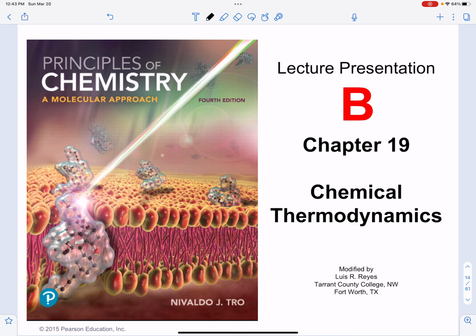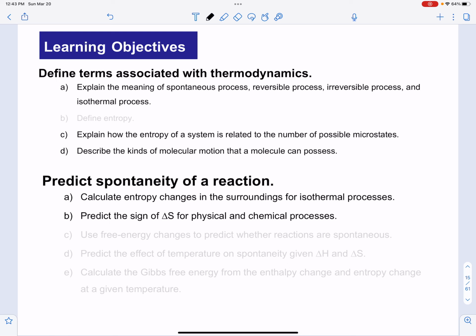Here we are in part B, where we will continue talking about entropy. In particular, we will go down into the microstates, so we can see how this can be measured at the molecular level. So what we're going to be talking about now is, you already know what spontaneous is. We're going to talk about reversible and irreversible processes, and also how they happen when the temperature is kept constant, or isothermal.